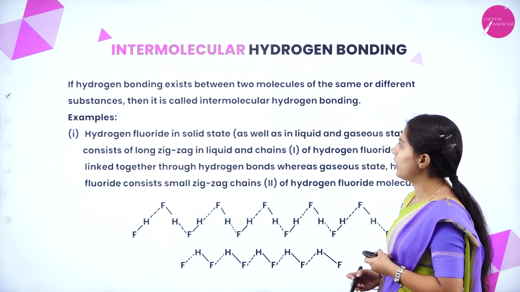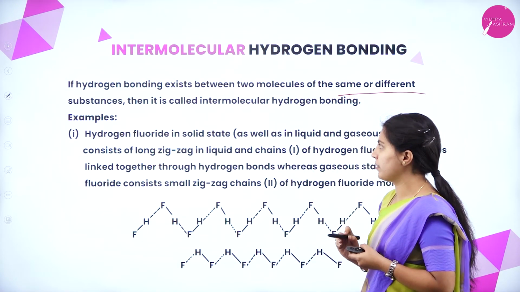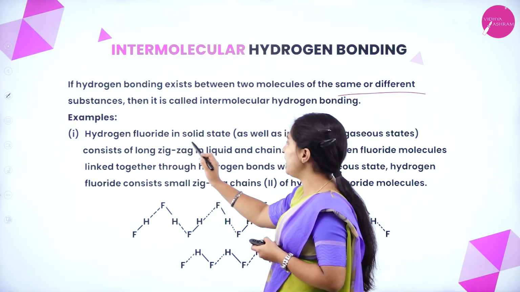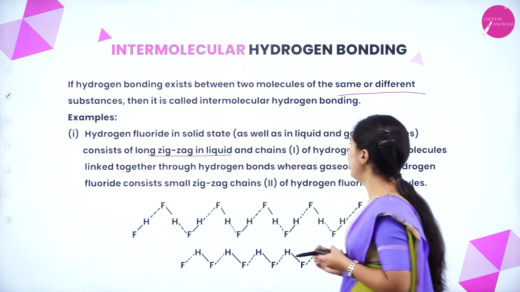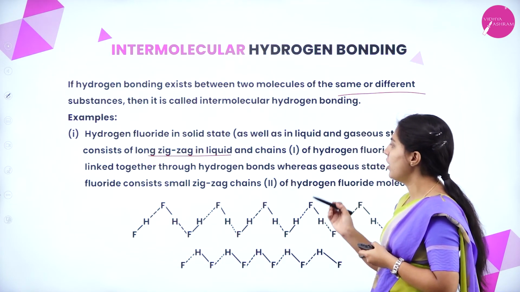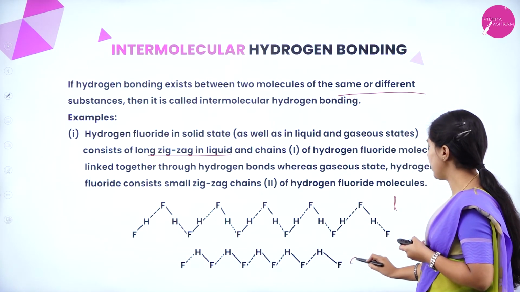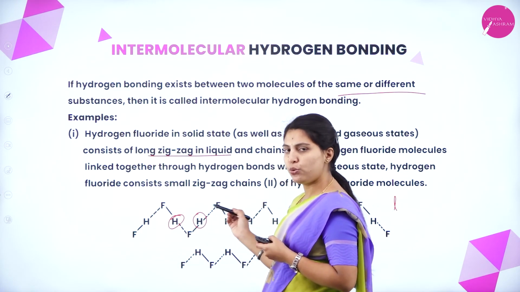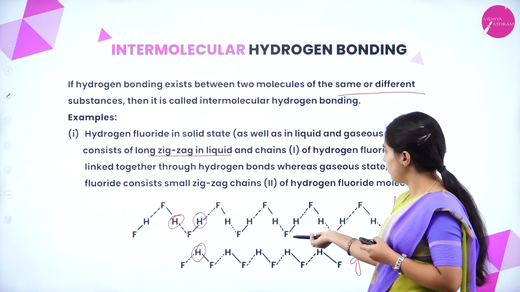First, we will see intermolecular hydrogen bonding. If hydrogen bonding exists between two molecules of the same or different substances, then it is called intermolecular hydrogen bonding. Hydrogen fluoride in solid state as well as liquid state consists of long zigzag chains of hydrogen fluoride molecules linked together through hydrogen bonds, whereas in the gaseous state hydrogen fluoride consists of small zigzags of hydrogen fluoride molecules. This is in liquid, this is in gaseous. Everywhere hydrogen is present, bridging between two highly electronegative atoms, see here also. But the difference is here long in liquid, here short in gaseous.